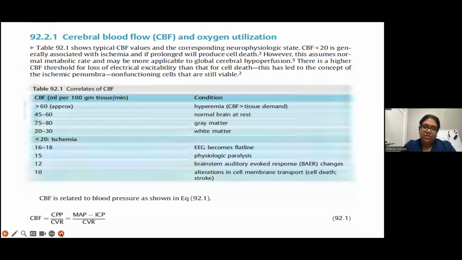So cerebral blood flow greater than 60 is usually hyperemia. This is when the cerebral blood flow is greater than the tissue demand. And for a normal brain at rest, the cerebral blood flow is between 45 to 60. Cerebral blood flow is related to blood pressure, and the formula would be the cerebral perfusion pressure over the cerebral vascular resistance. This breaks down into MAP minus ICP over the cerebral vascular resistance.